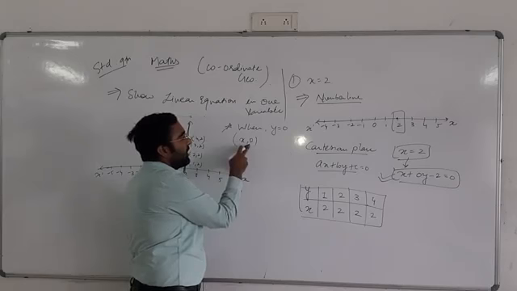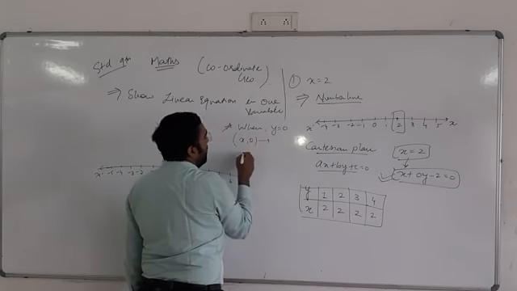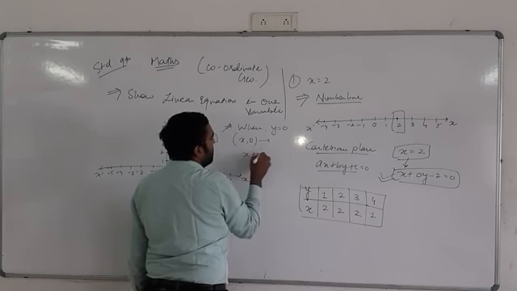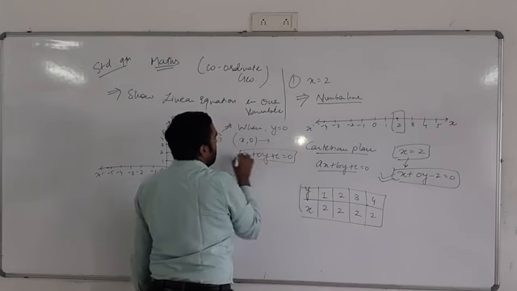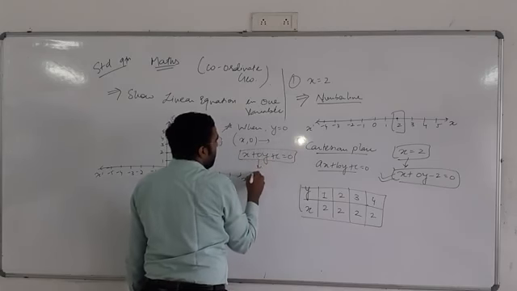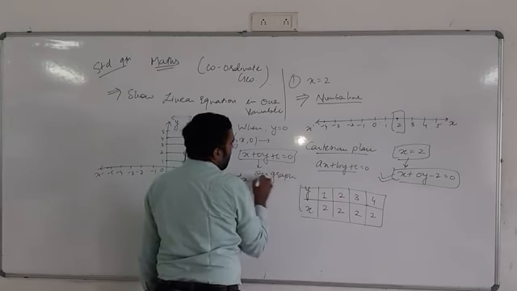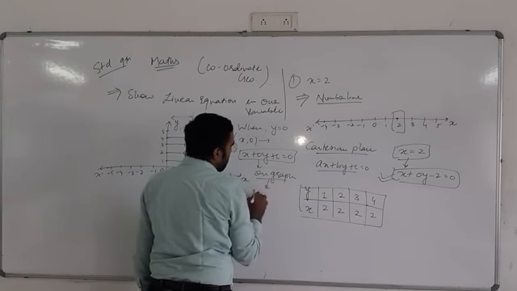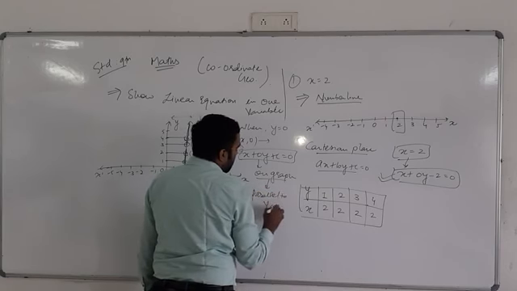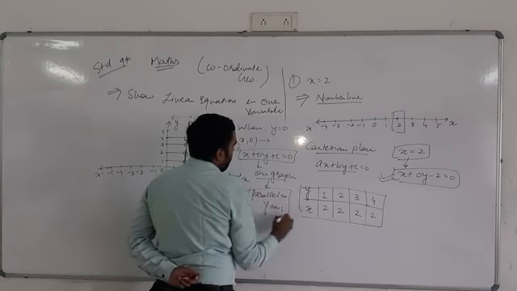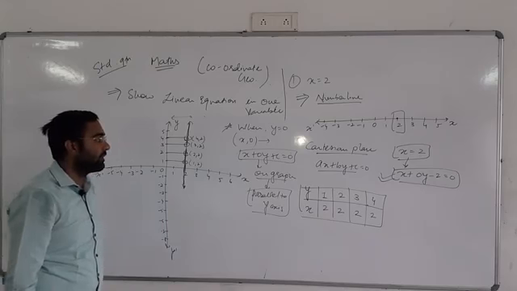When you take (x, 0), therefore your equation has to be found as x plus 0y plus c equal to 0. For this equation, what you found is that on the graph your line is parallel to the y axis.